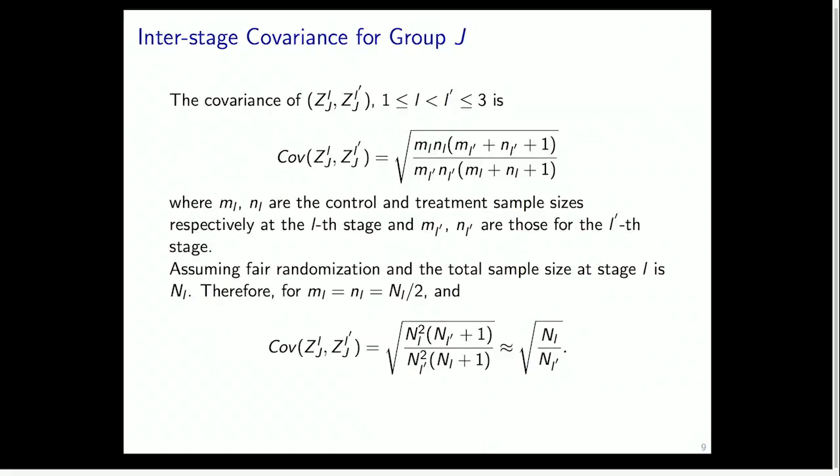The nice thing about this normal setting is that you can write down the covariances and so on to be able to compute probabilities. For example, here is the interstage covariance for group J. In other words, group J is fixed; J is 6, and you can use that throughout. If L and L prime are two different stages, I can write down the covariance between these test statistics, and it has a nice form. If you assume equal randomization, it turns out to be just the square root of the ratio of the sample sizes.